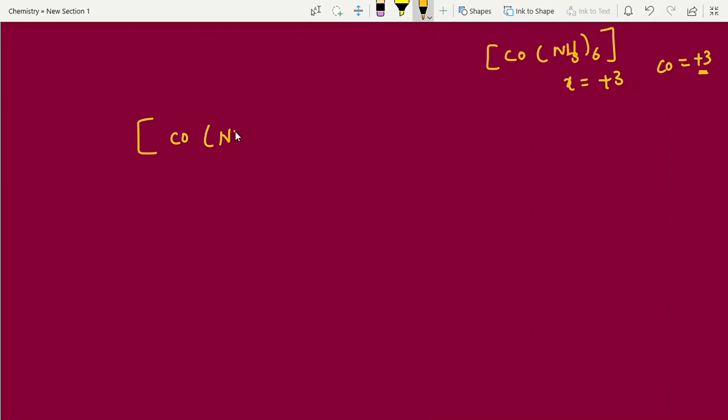CO, NH3 4, Cl2, Cl. See, same trick you can apply here, +1. Or else you can go for the direct method also. X plus 4 into 0 plus 2 into -1 plus 2 into -1 plus 1 into -1 equal to 0, right?